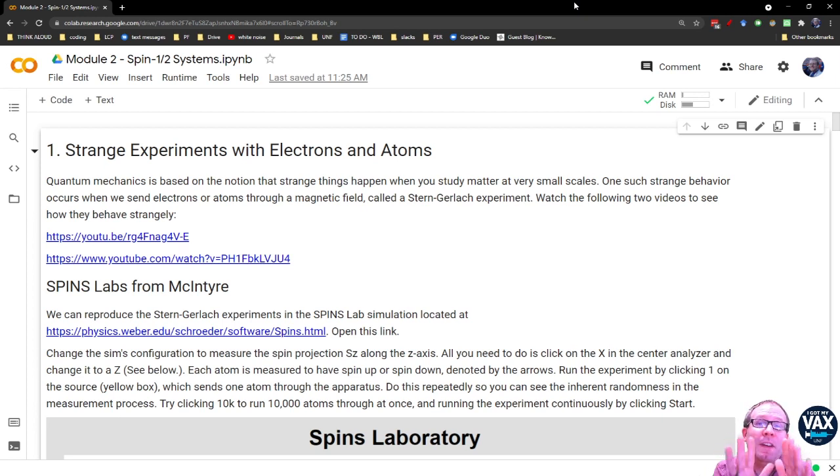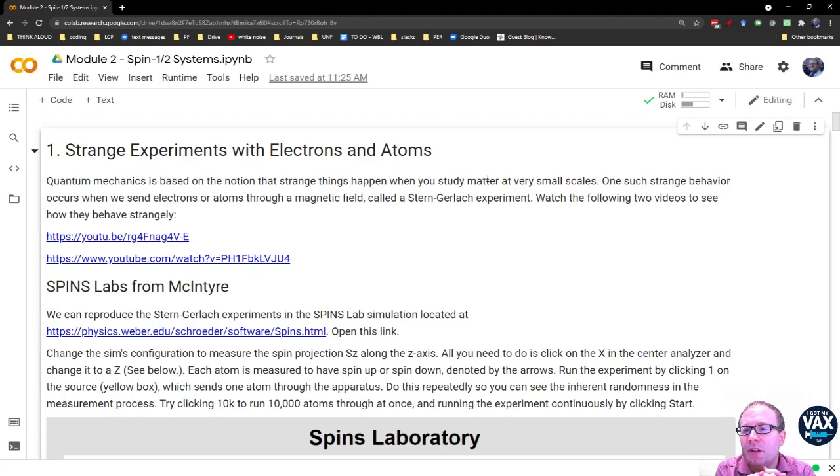So if anything here doesn't make sense or is too much information, we need to hear feedback about this from teachers, because we want to know if this approach can work in a high school environment. So the first thing we're going to do is talk about why we're interested in spin by looking at a few strange experiments involving electrons and atoms.